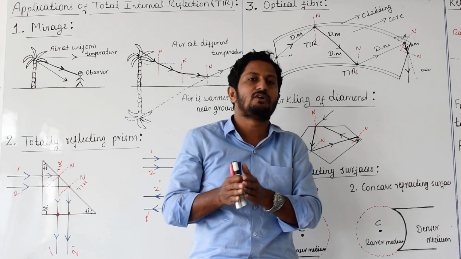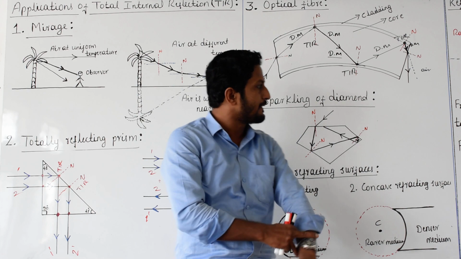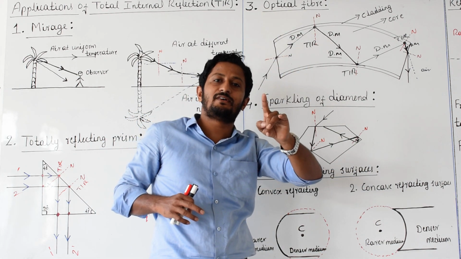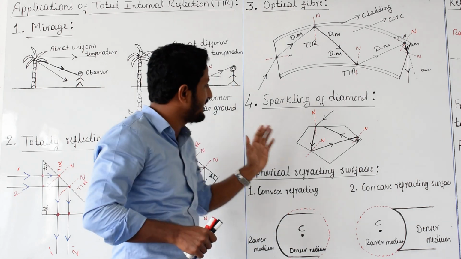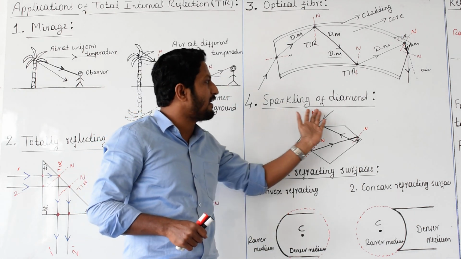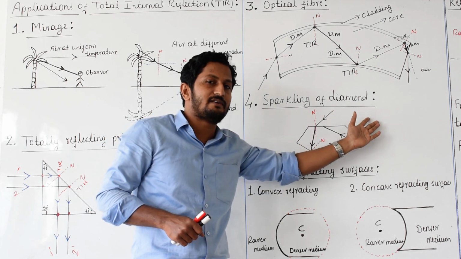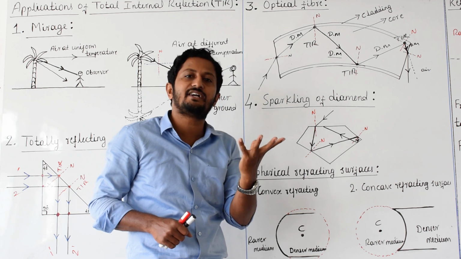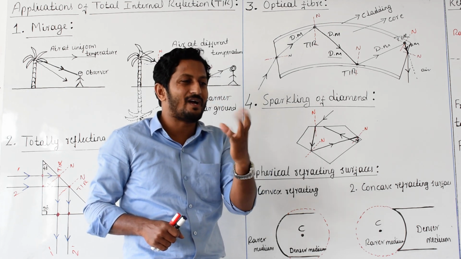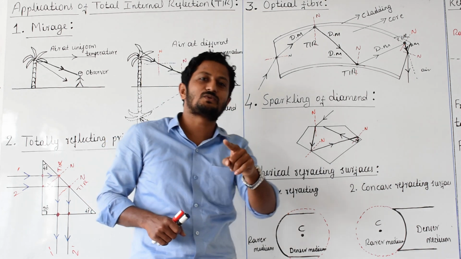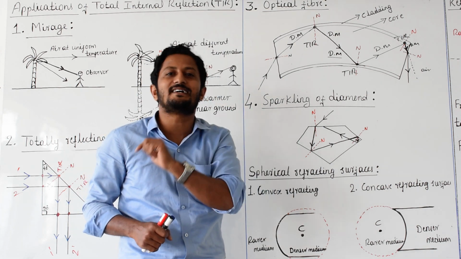According to the question, you have to answer. This is about the third application of TIR. Then finally, the last one. What have I written here? Sparkling of diamond, or even we call it brilliance or shining of diamond. Why is a diamond going to shine? That is also because of TIR.